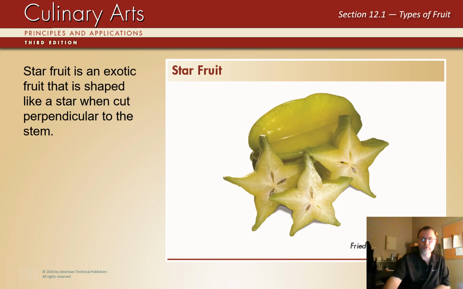We also have a star fruit. It's an exotic fruit, shaped like a star when cut perpendicular to the stem. Very crisp and juicy. It's kind of tart and acidic to somewhat sweet. Star fruit is ripe when the tips of the star begin to turn brown. Star fruit may be added to salads or used as a garnish. So a lot of times we use that just because it's kind of a unique type of fruit and very pretty as it's being presented.